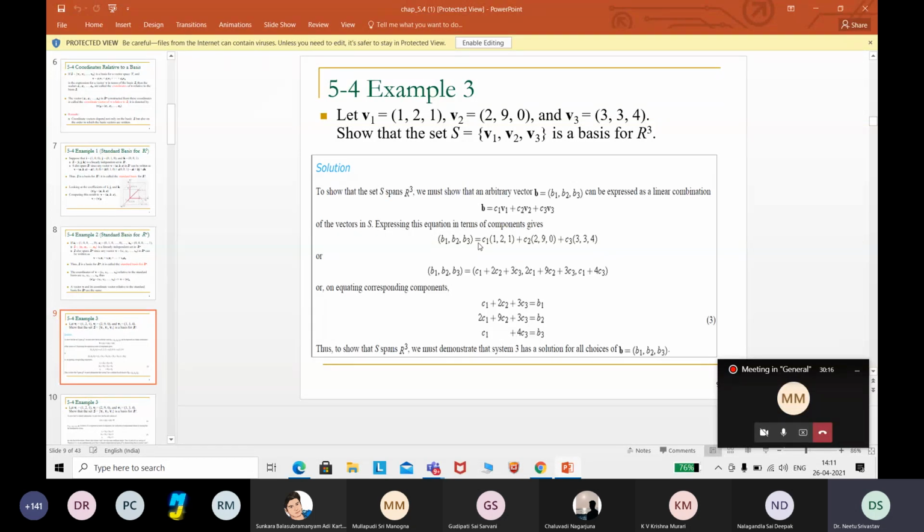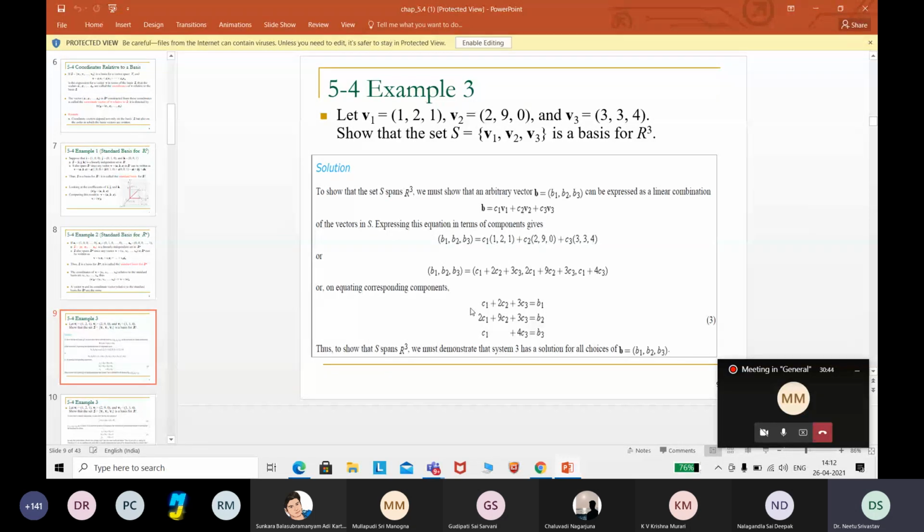When you multiply, add all, and equate the components, you get C1 plus 2C2 plus 3C3 equal to B1, 2C1 plus 9C2 plus 3C3 equal to B2, C1 plus 4C3 equal to B3. This is what we get. Thus, to show that S spans, we have to show that this system in C1, C2, C3 has a solution. So let us see how they have shown it.